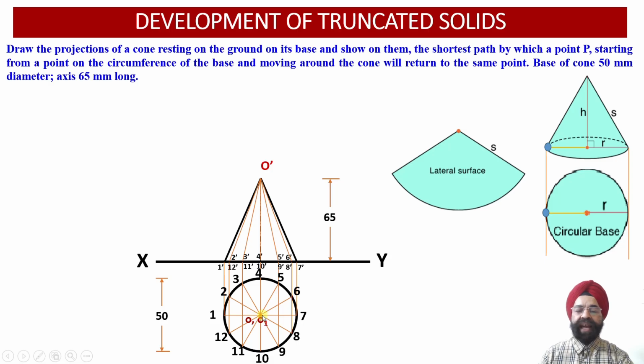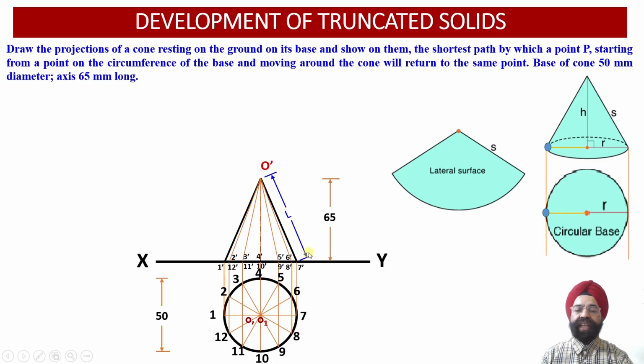Now we can see that the two slant edges O1 and O7 happen to be parallel to the vertical plane. So in the front view projections, the slant lengths over here, O dash 1 dash and O dash 7 dash, will be appearing as true lengths in the front view projections over here.